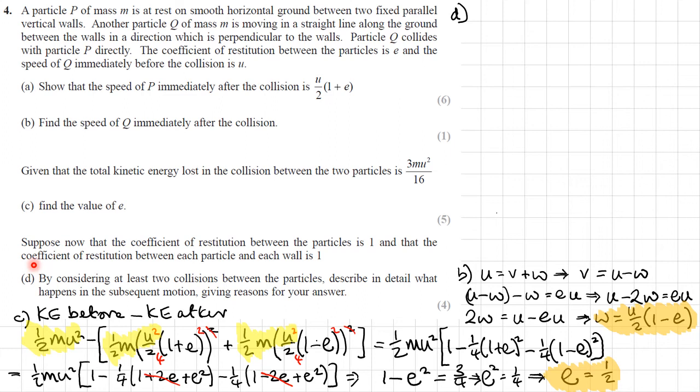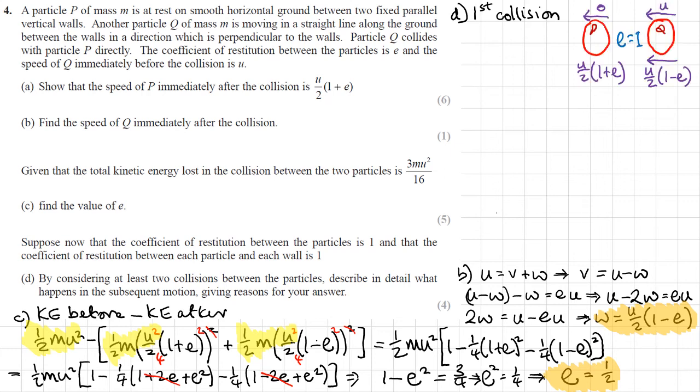Okay, part D. Suppose now that the coefficient of restitution between the particles is 1 and the coefficient of restitution between each particle and each wall is 1. By considering at least 2 collisions between the particles, describe in detail what happens in the subsequent motion, giving reasons for your answers. So I'm going to start with the first collision and then 2 subsequent collisions. That's going to be the second and the third collision.